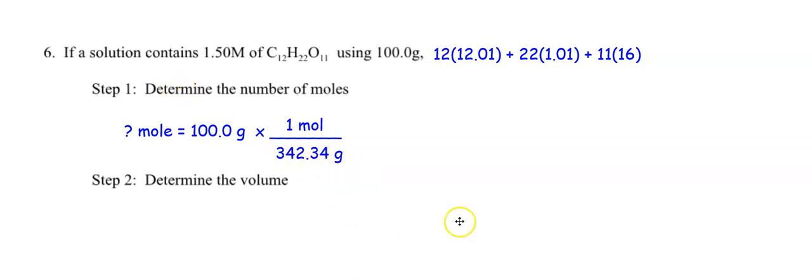I'm going to put 1 mole on top. So 100 divided by 342.34 is 0.2921 moles. Why so many sig figs? I have 4 sig figs here. All right, now determine the volume. I can do that.